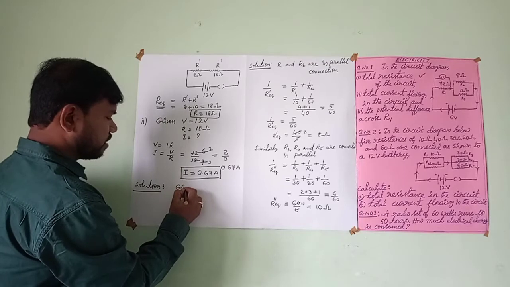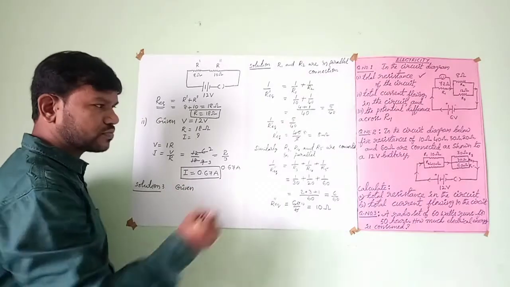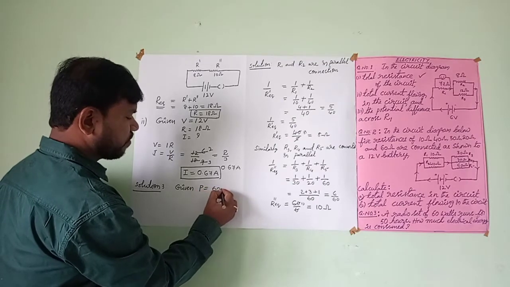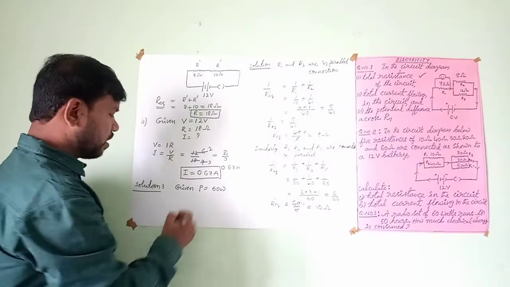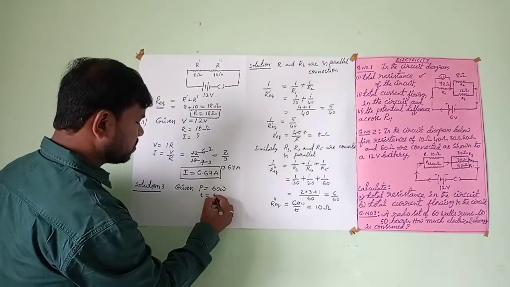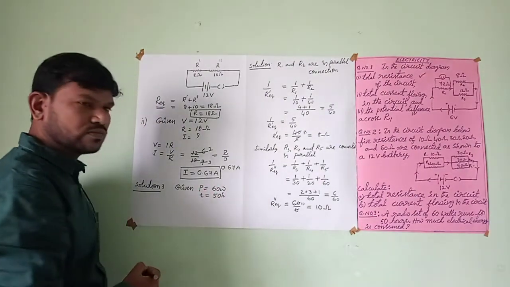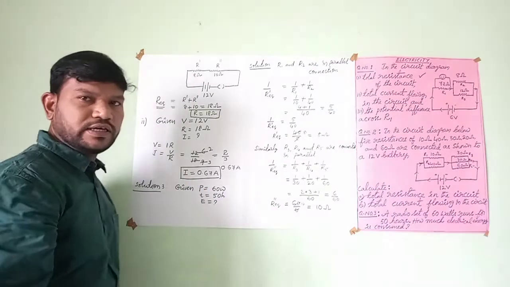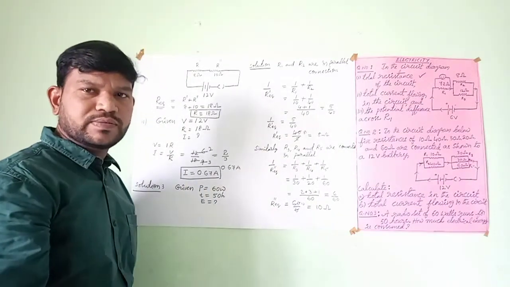Students, very easy. Given power is equal to 60 watts, and time is given, T is equal to 50 hours. How much electrical energy is consumed by the device, E, that we need to calculate.